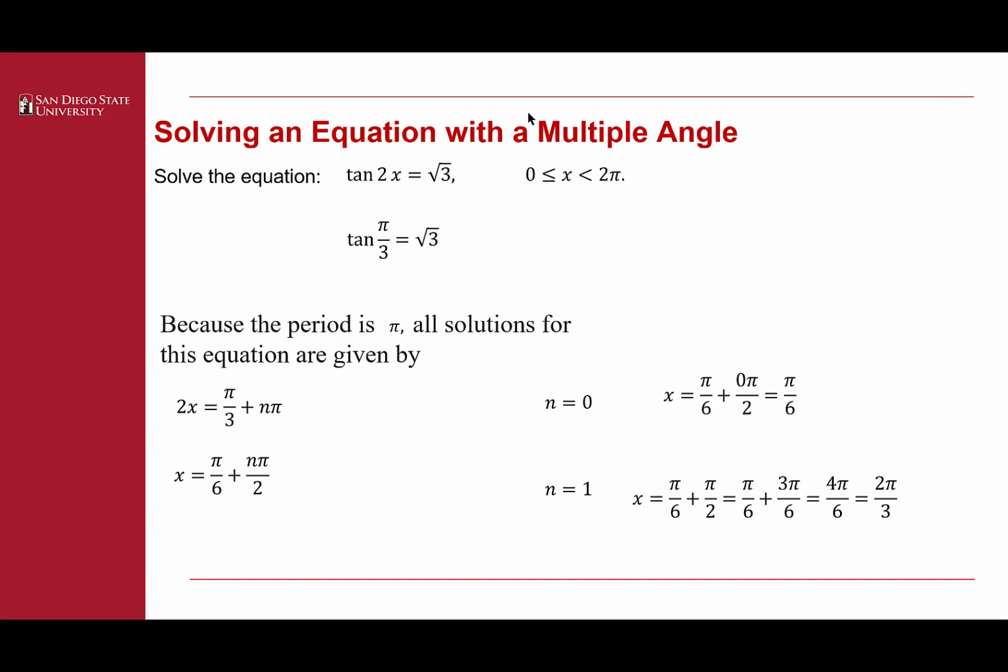So tangent pi over 3 is only 2x, not x itself. So the angle here must be pi over 3 over 2, which is pi over 6.